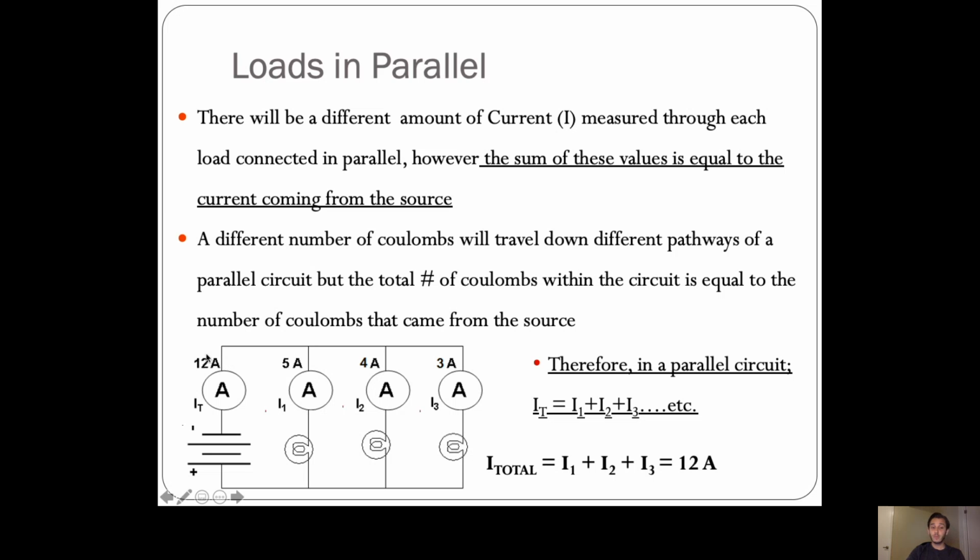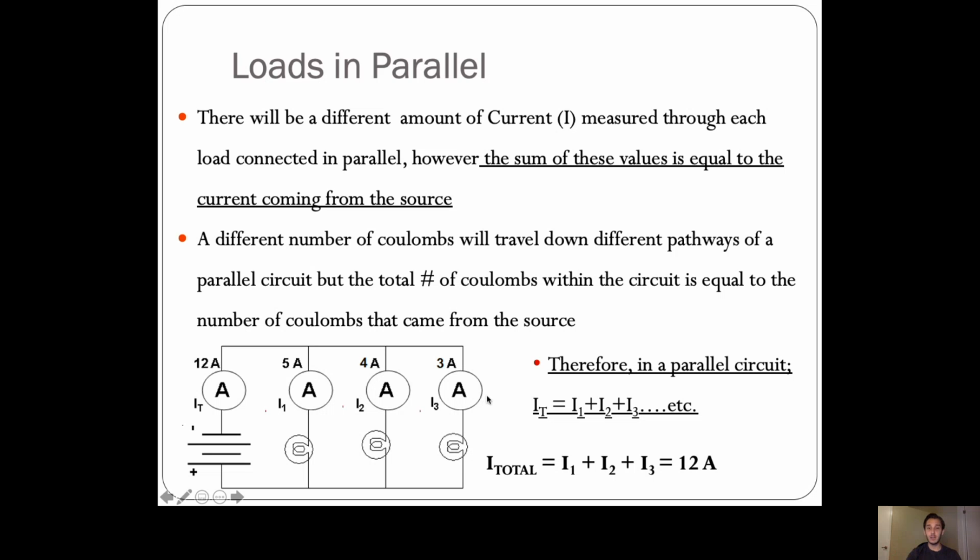So whatever current leaves the source must be split between all the paths of a parallel circuit. That's important for us to remember. Now, it does not have to be split equally. How the current is split is dependent on the type of load that is in each branch of the parallel circuit, within each pathway. In this case, we have 3 light bulbs, but they're 3 different light bulbs, and so they're going to accept a different amount of current in each.